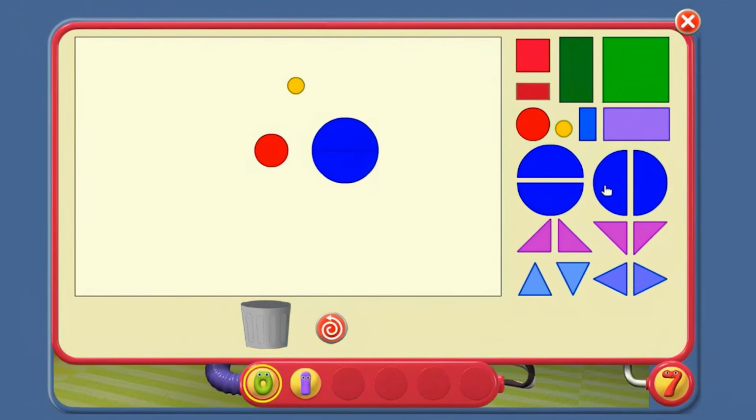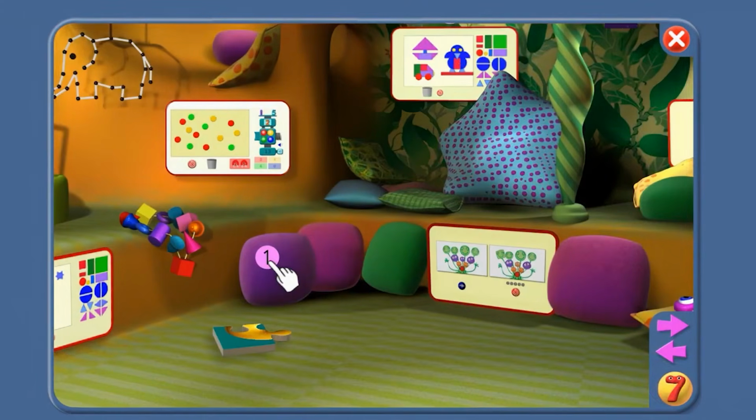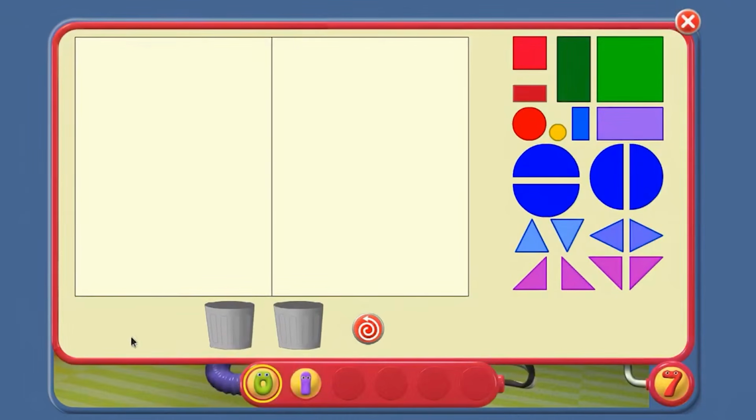What about these 2 semicircles? Will they make a circle? Yes, 2 semicircles can make a circle. Now, if we go to the reflector, the left-hand side gets a shape to match the right-hand side.